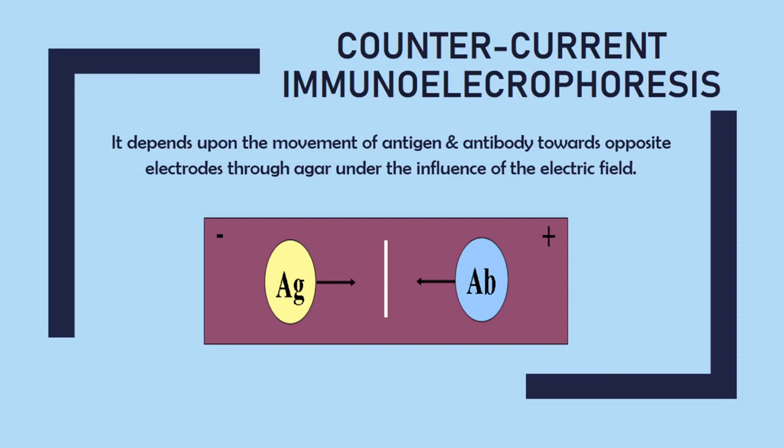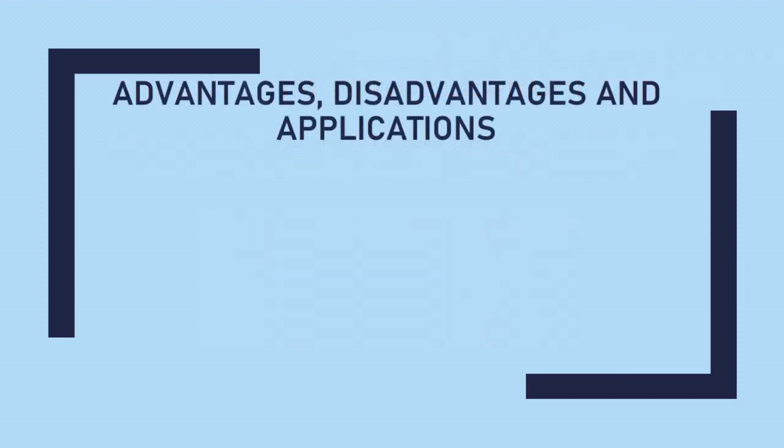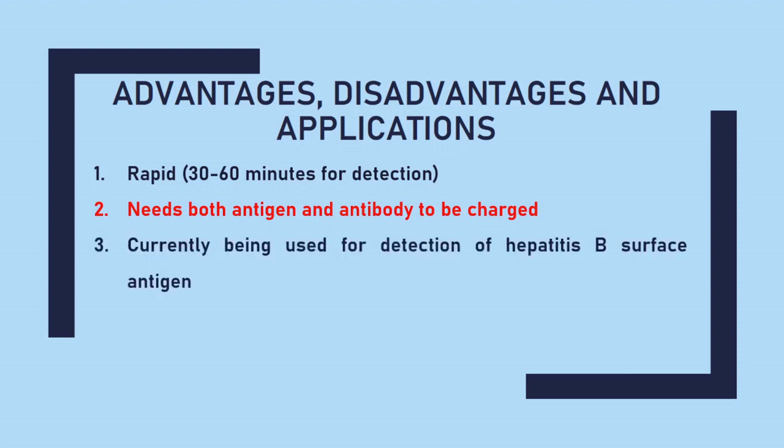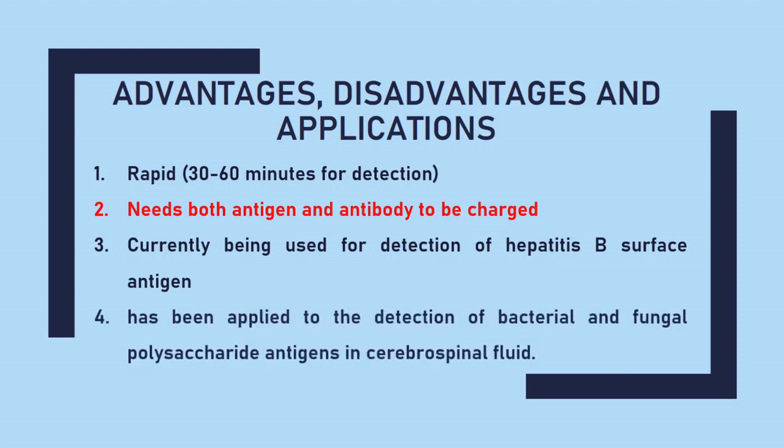However, antigen and antibody do not have any natural charges, so we need to impart charges on them, and that is the disadvantage of this method, that we are adding steps to our work, making it more tedious in order to get the faster results. But yet, this method is currently used for detection of hepatitis B surface antigen as well as detection of bacterial and fungal polysaccharide antigens in cerebrospinal fluid. If you have understood countercurrent immunoelectrophoresis, you would appreciate that both the methods learned so far are qualitative in nature. There is nothing talked about quantitative.